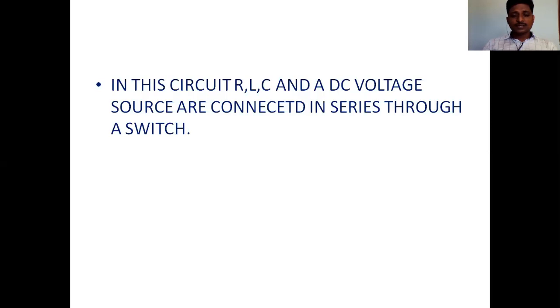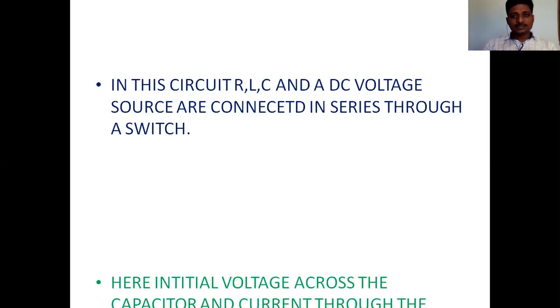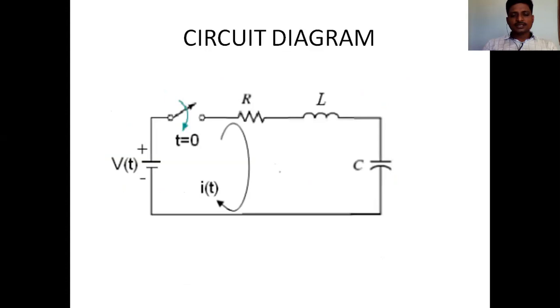Next, resistor, inductor and capacitor are connected in series, and this combination is connected in series with the voltage source and a switch. There is a switch which is initially in open position, and we are connecting the switch, the RLC series combination and a voltage source in series. Next, let us look into the circuit diagram.